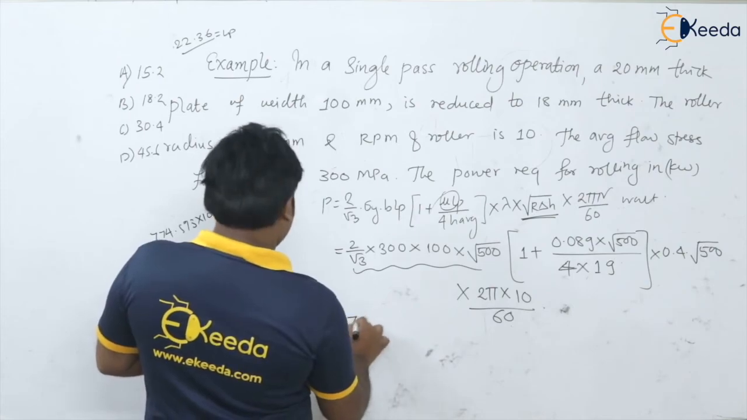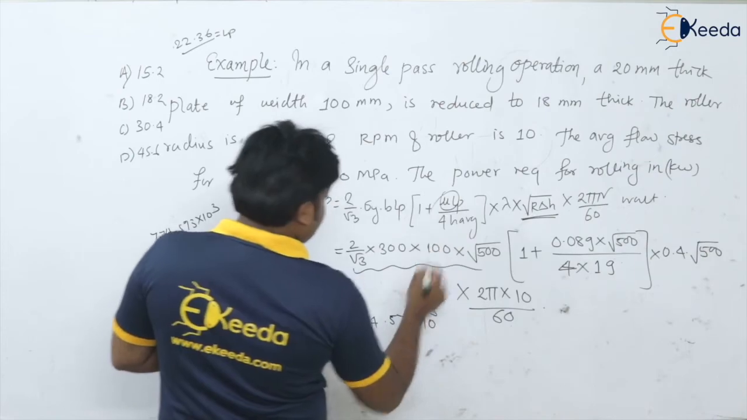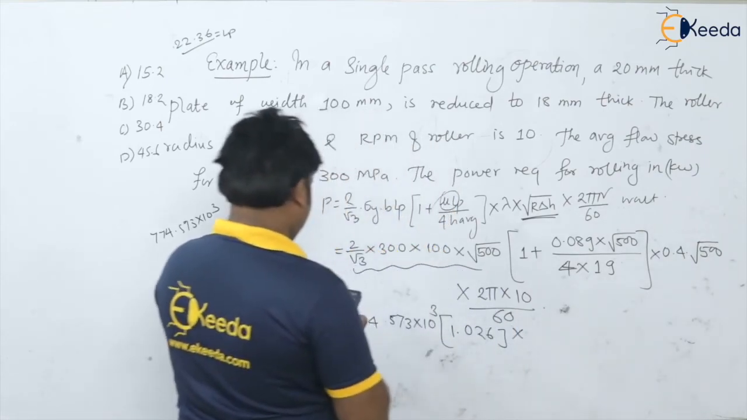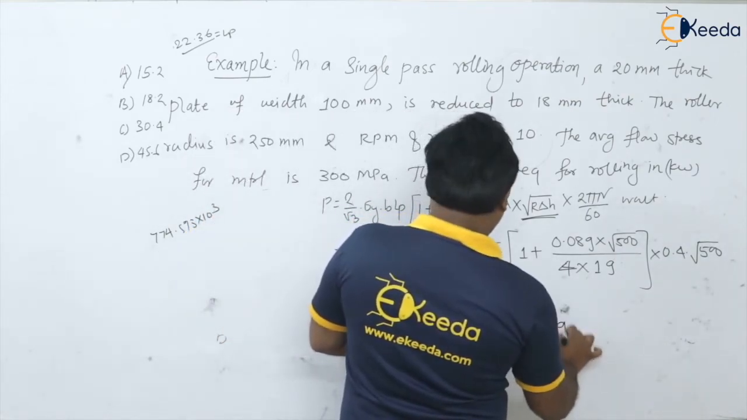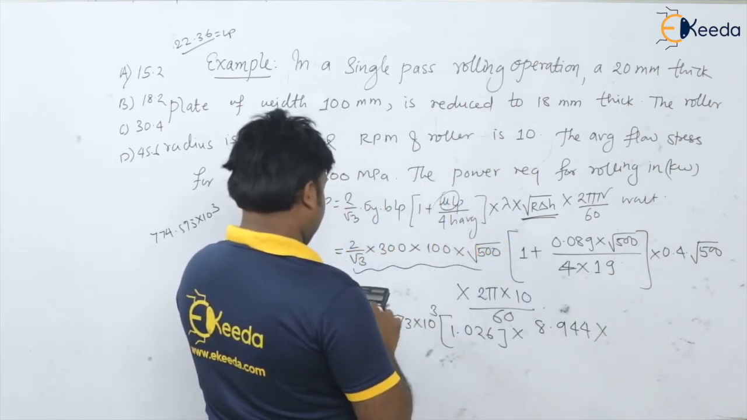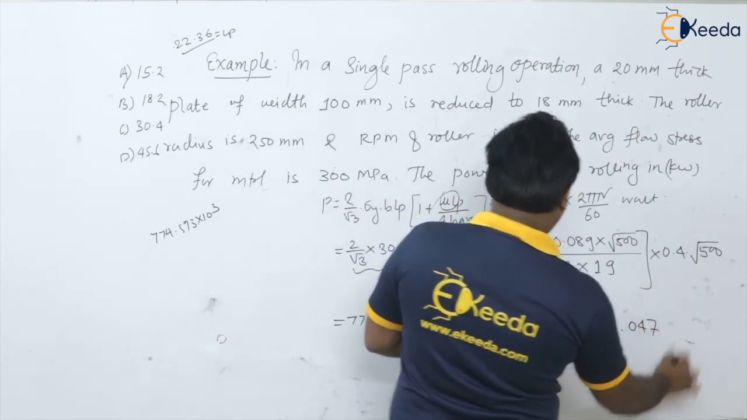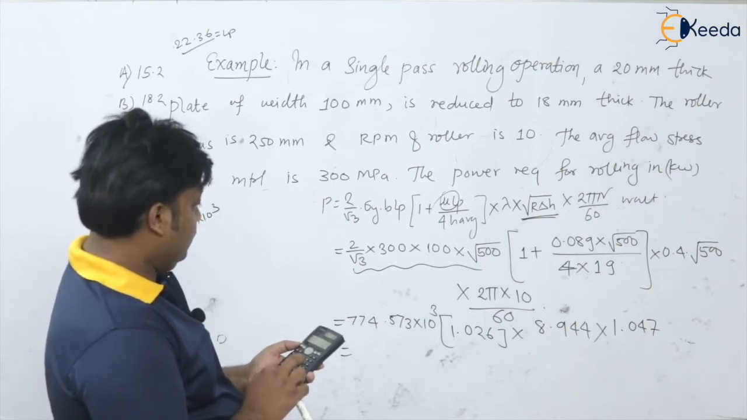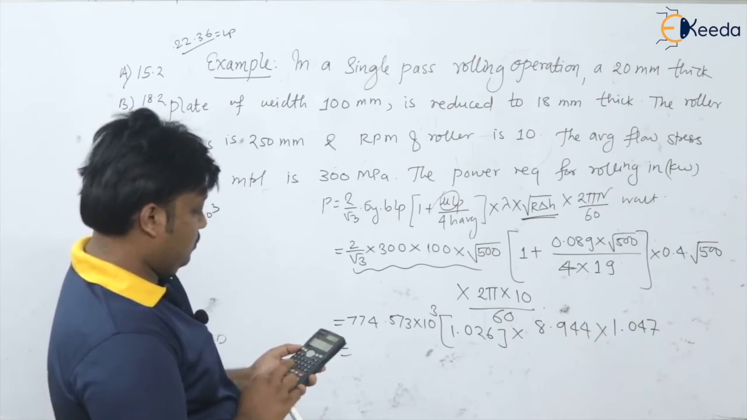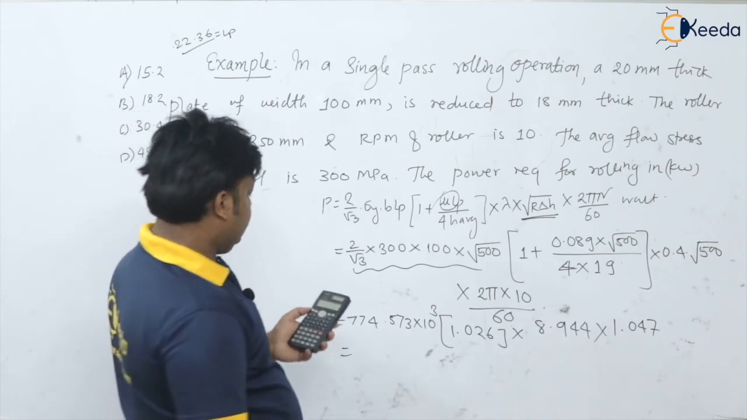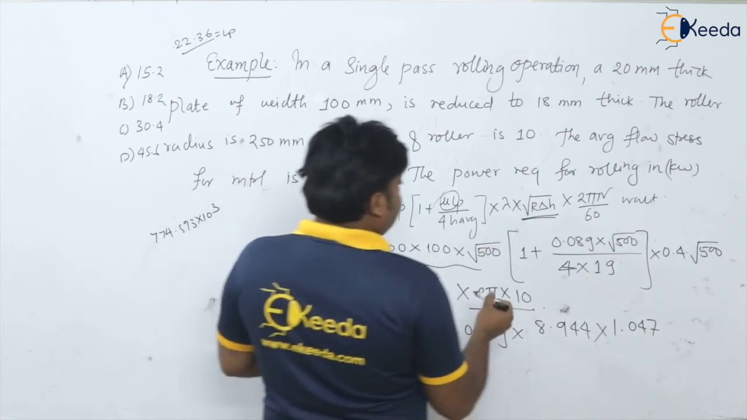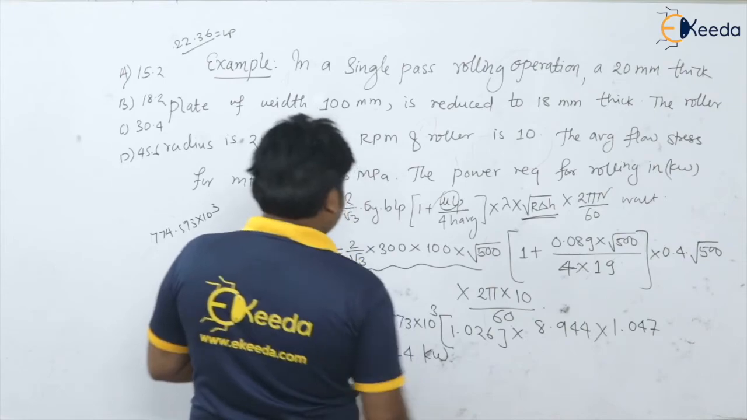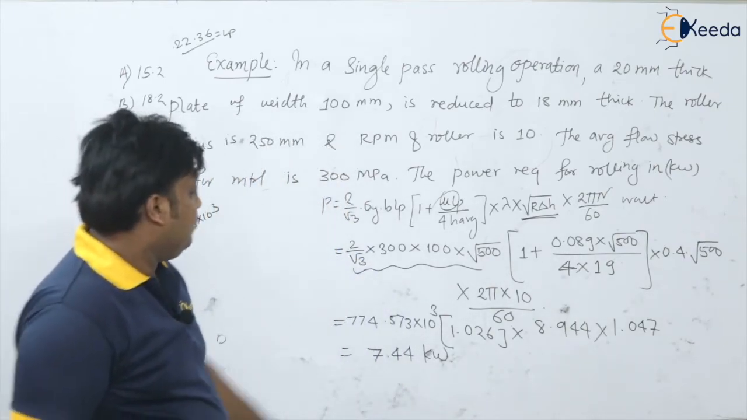You get this much value as 774.573 into e to the power 3, into bracket, so into 1.026 into 8.944 into 1.047. Okay, so if you do this product of all, we'll get 1.026 into 774.6. So you got here the power as 7.44 kilowatt. Okay, if you get this power, you got it here, 7.44 kilowatt.